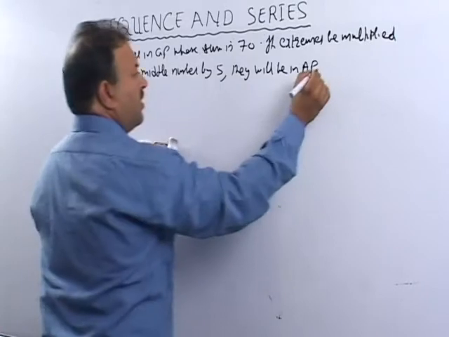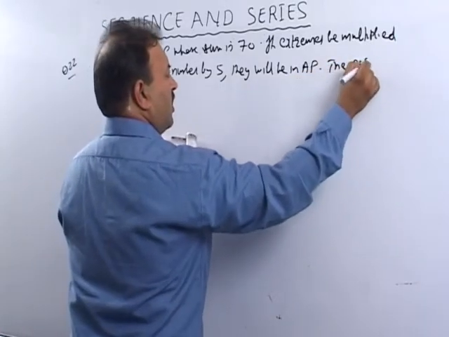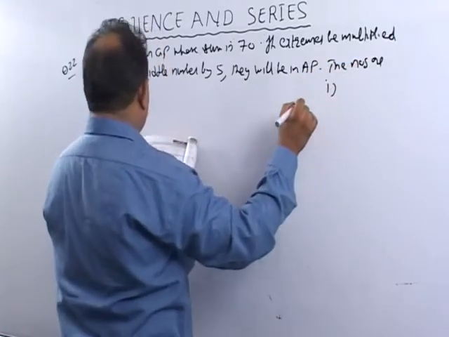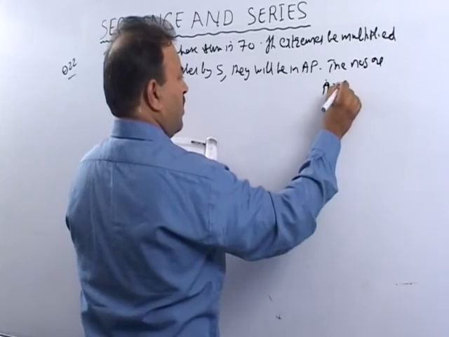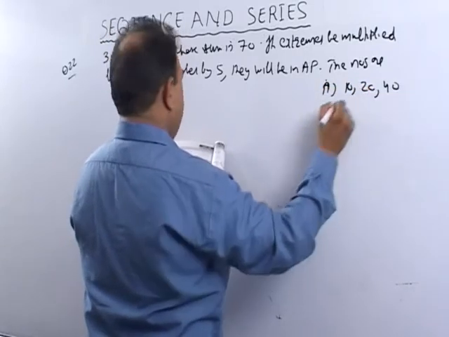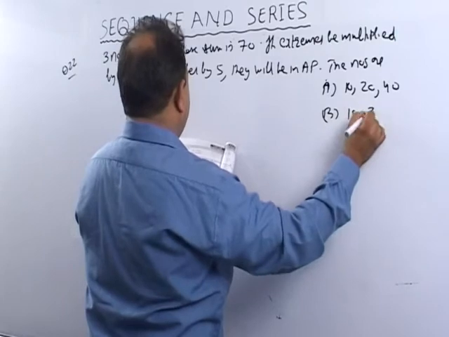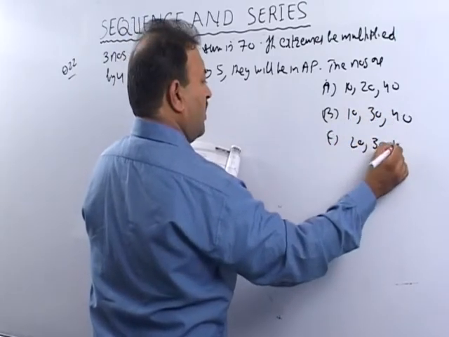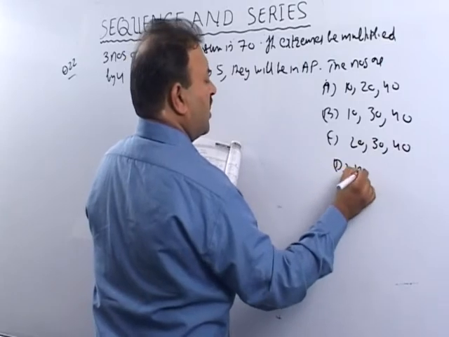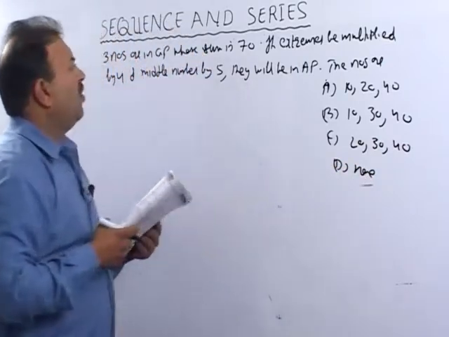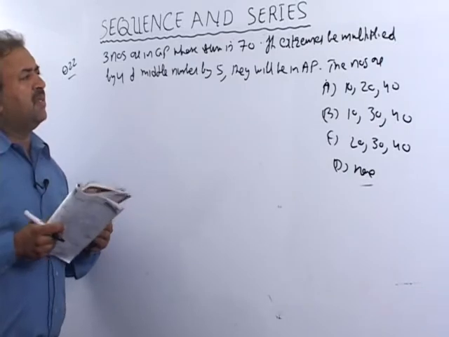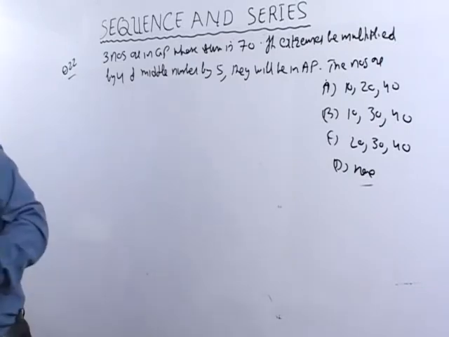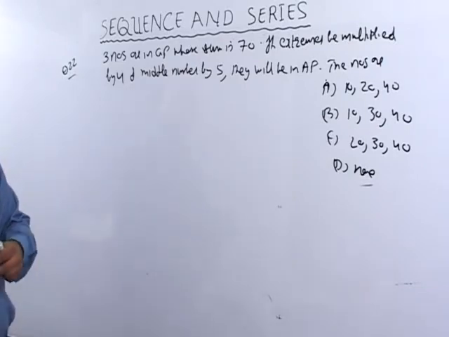The numbers are: option A is 10, 20, 40. Option B is 10, 30, 40. Option C is 20, 30, 40. And option D is none of these. Now the three numbers are in GP whose sum is 70. In this question the product of the numbers is not given.